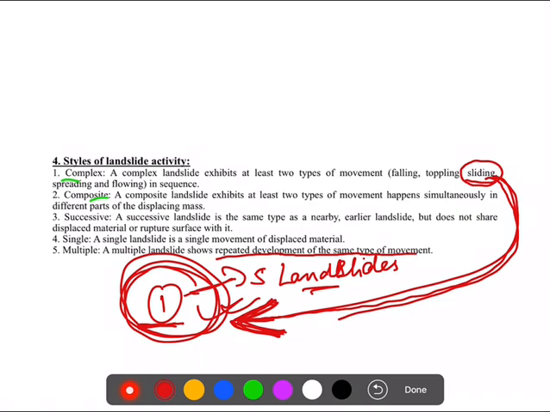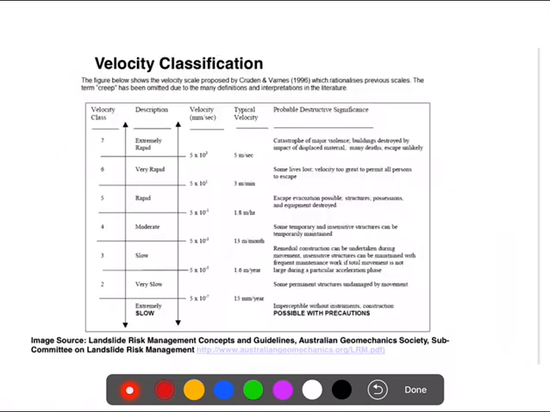So the last topic for today is velocity. This is a classification scale proposed by Cruden and Varnes in 1996. What it shows, you see, is velocity given in millimeter per second.